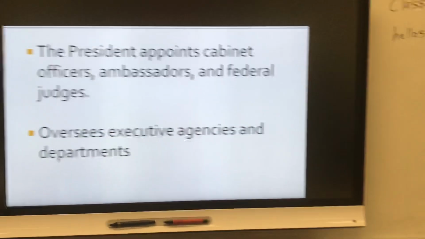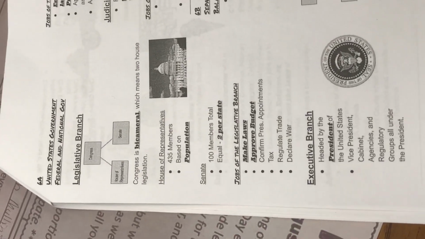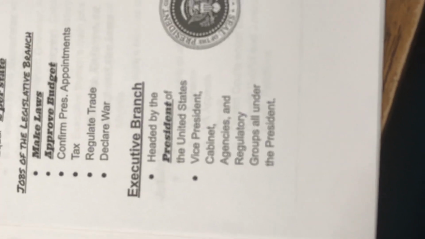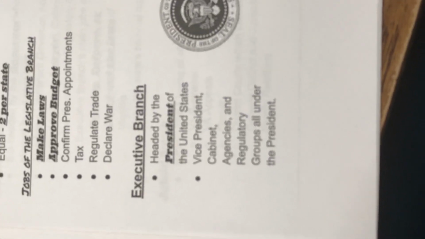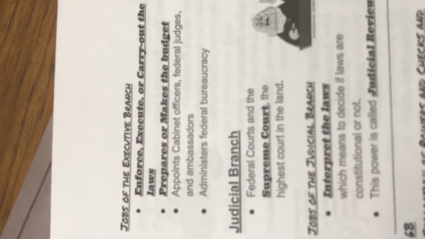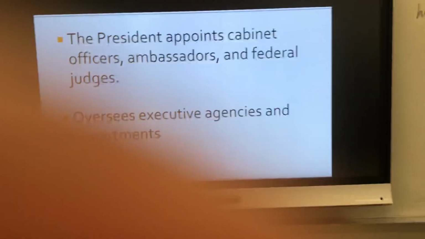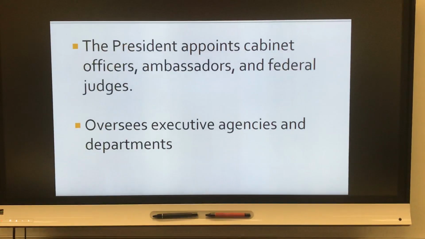If you look now at the study guide, you'll see that a lot of this information is listed for you in your study guide. There's the executive branch as part of the 6A notes, and the legislative branch from yesterday. Executive branch, headed by the president. You've got some other groups there, the vice president and so forth. And then the jobs of the executive branch are right there: enforce, execute, and carry out the laws. And all that means is, again, the president has to enforce the laws that the legislative branch makes.